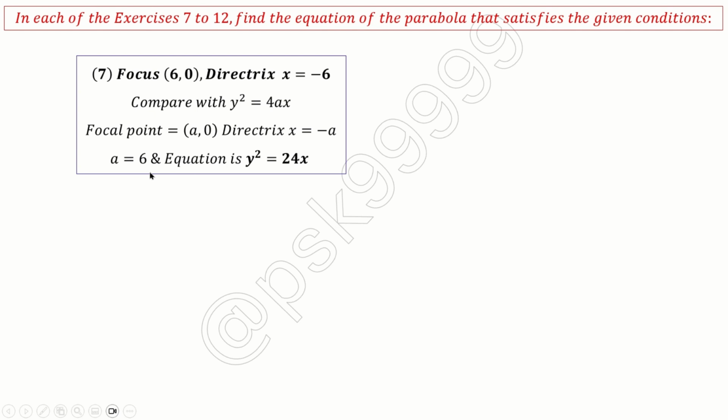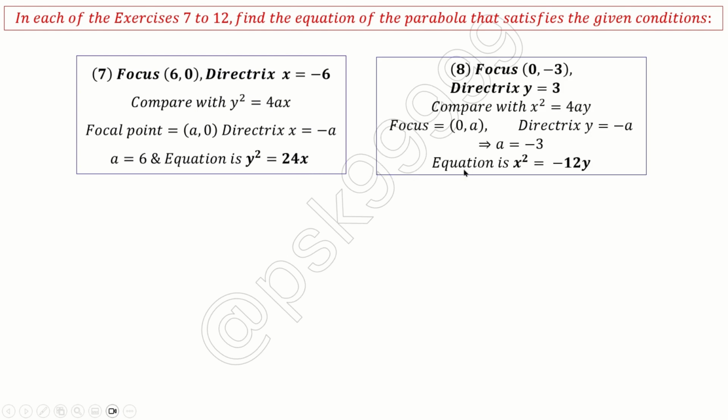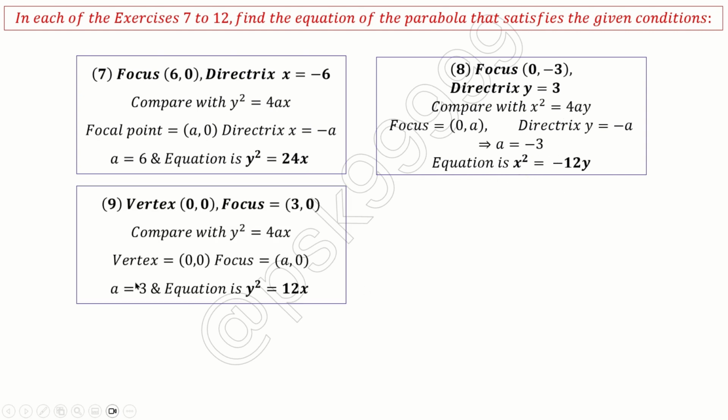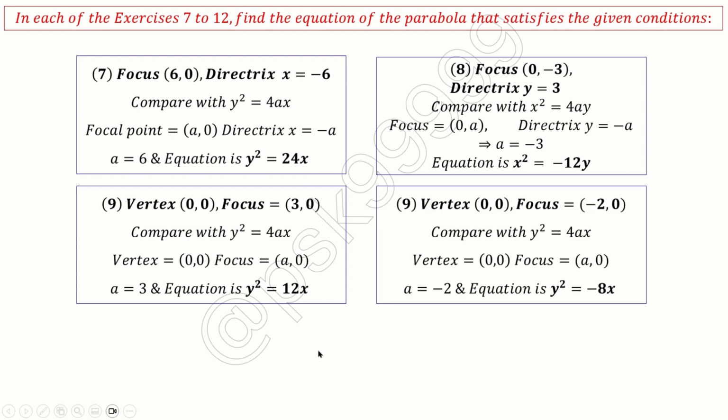a is equal to 6, right? So the equation is y square equal to 24x. This is my equation. Similarly, the focus point is on the y-axis. So my a is minus 3, so the equation will be x square equal to minus 12y. Similarly, other problems you can solve yourself.